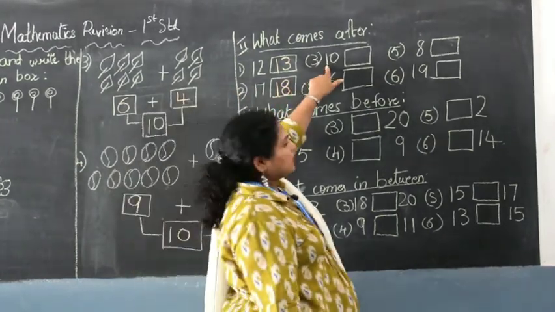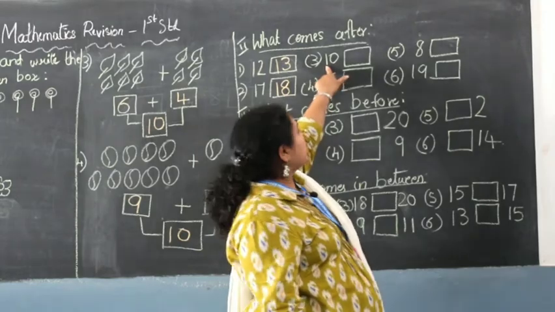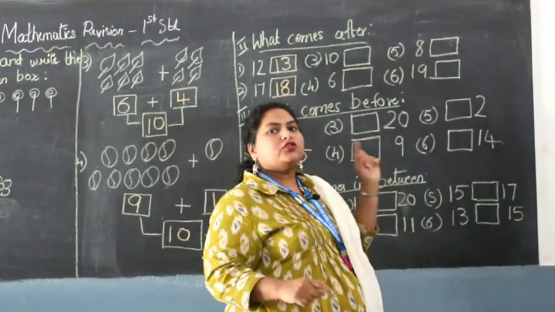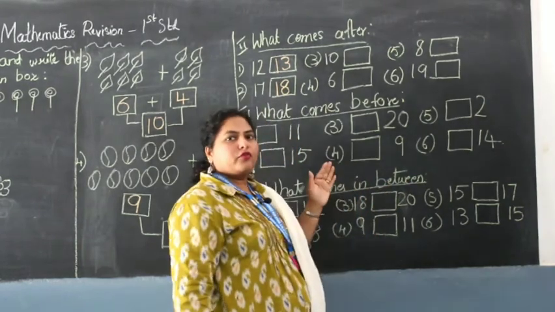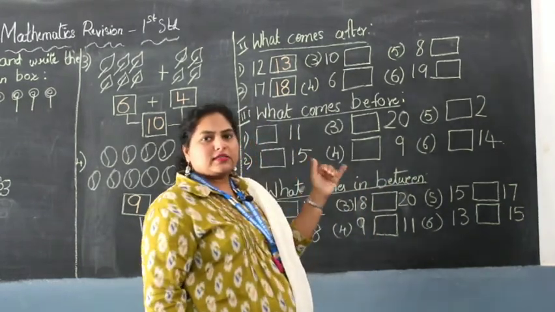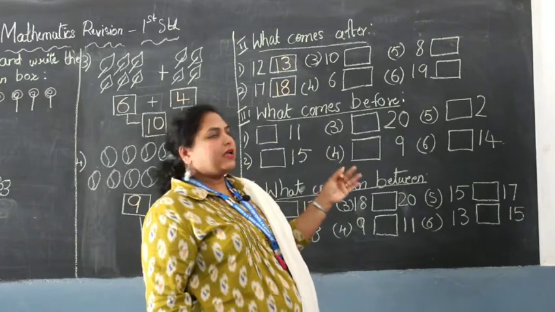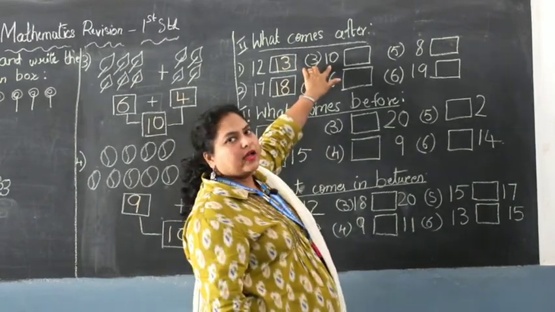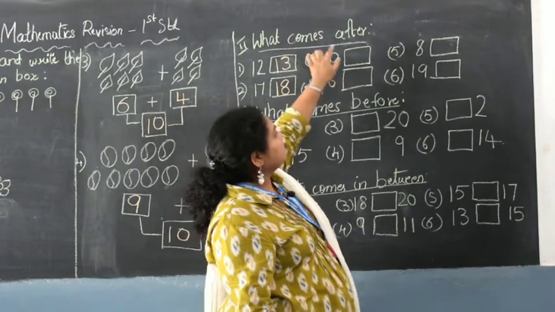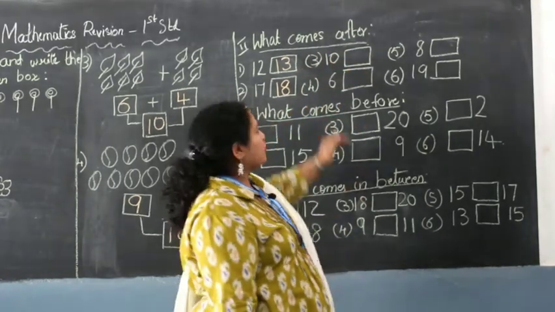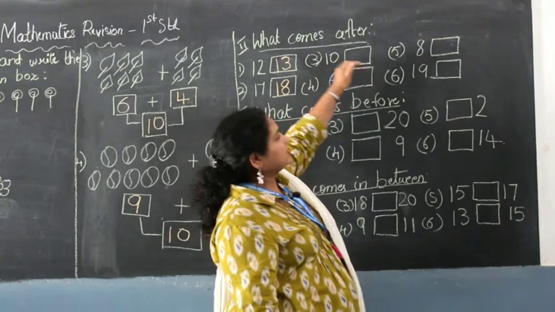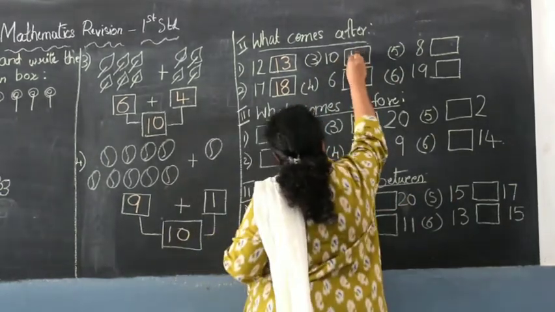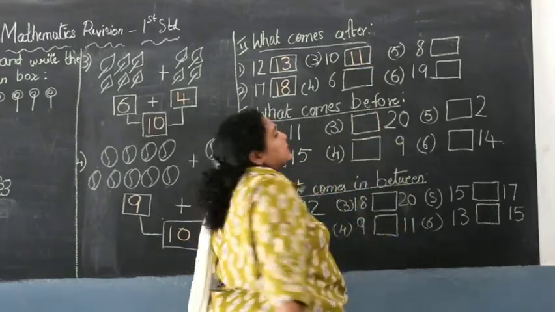The next number is 10. What comes after 10? You can count numbers from 1, 2, 3, 4, 5, 6, 7, 8, 9, 10. So you stop at 10 because there is 10 here. And after 10 is 11. When you stop at the number you have here, you see that the number that comes after 10 is 11. 1 and 1 is 11.